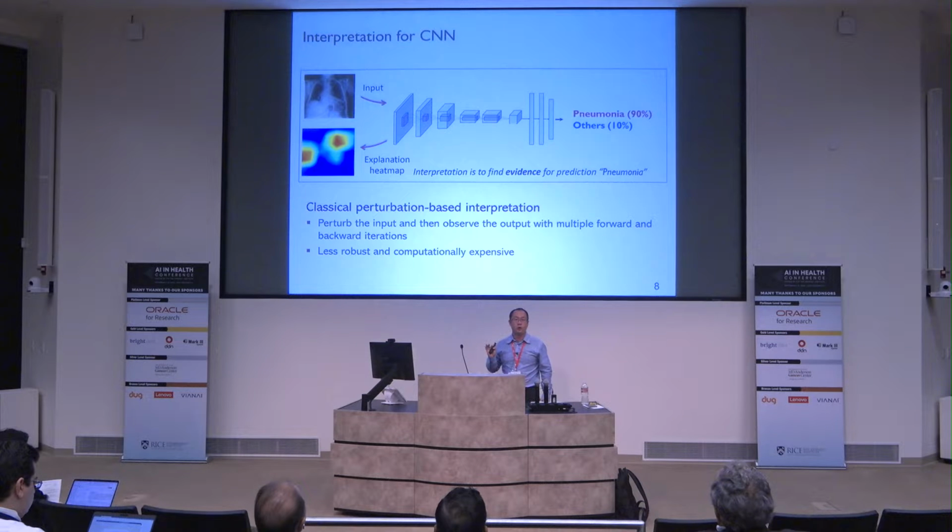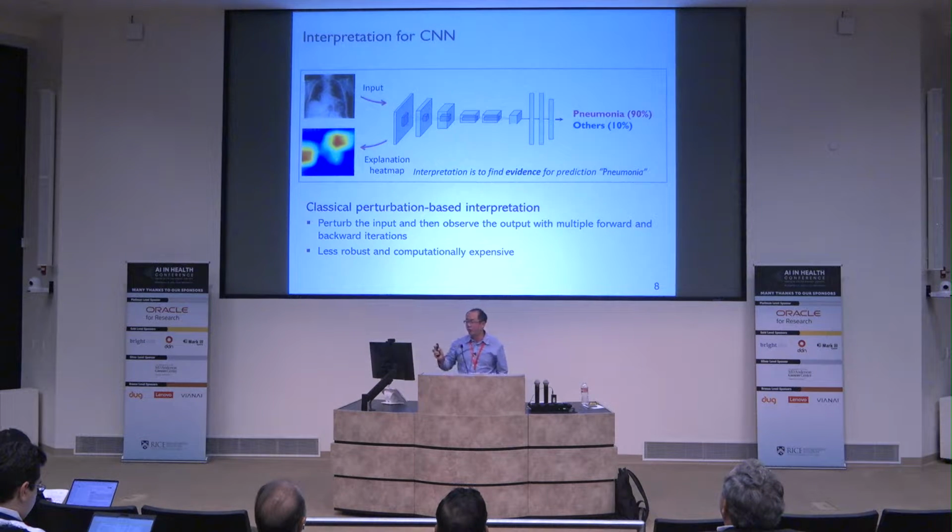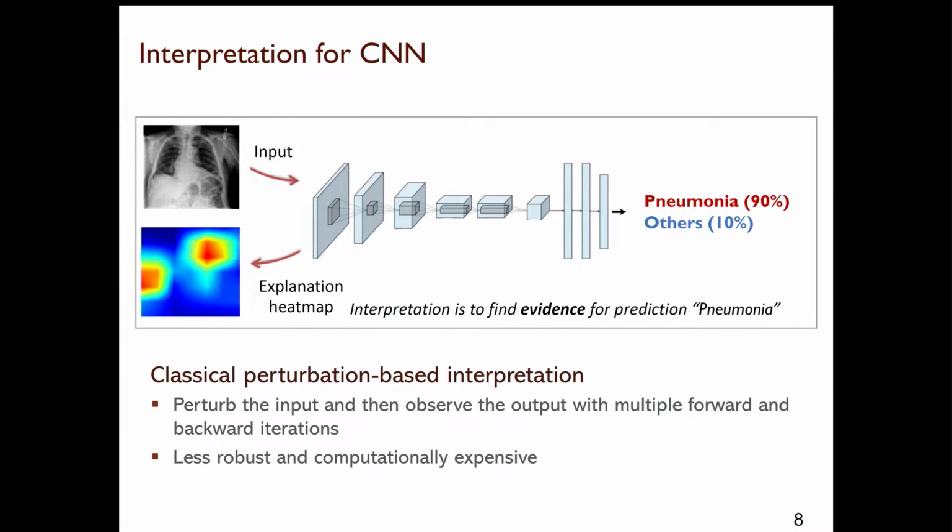This picture shows the input and output of our developed interpretable machine learning model. As we can see, the input is a medical image. This input goes through multiple layers of nonlinear transformation. Specifically, this is a convolutional neural network, a CNN model, and it is able to predict whether this patient has pneumonia, some other disease, or is just normal.